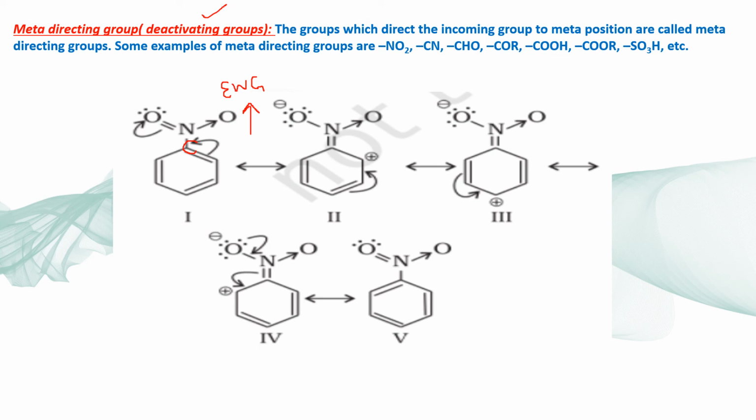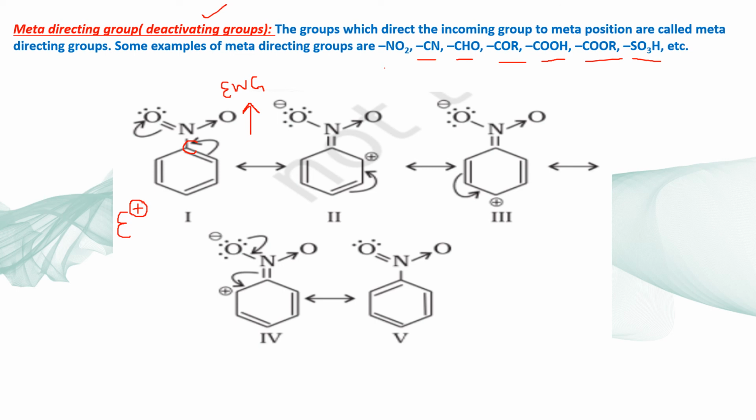And meta-directing, because the electrophile can never attack at ortho and para. In such cases, there is already positive charge concentrated. So it will attack at meta positions, because at meta positions there is no positive charge. So there must be electron density, right? And these are the other examples apart from NO2: cyanide, CHO. We have drawn CHO also today. COR, acyl group, carboxylic group, ester group, SO3H. They all are deactivating groups because they all are electron withdrawing groups.